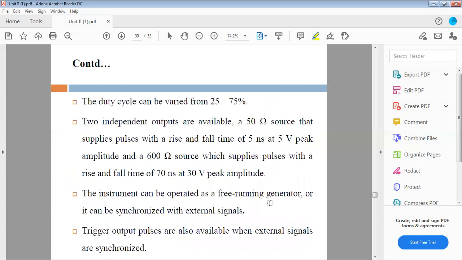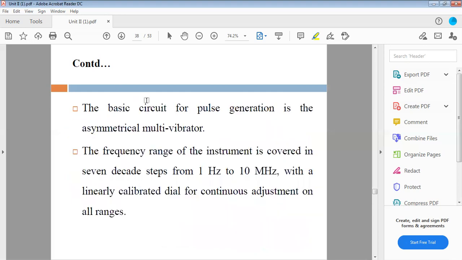Next. So let us see here. Once again, I am repeating all the points.